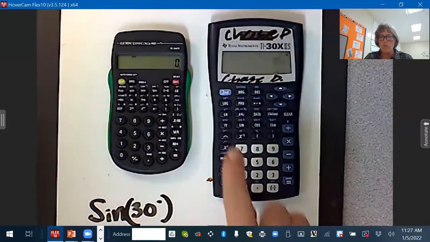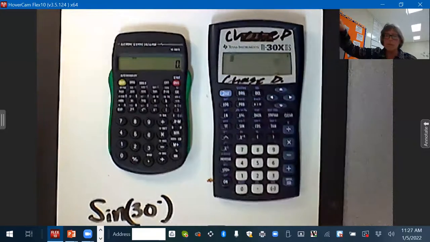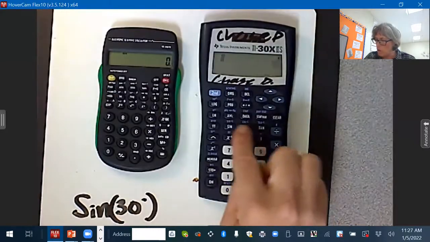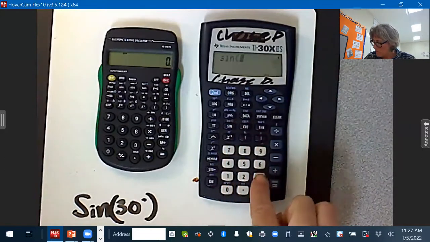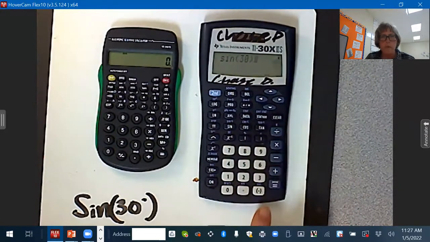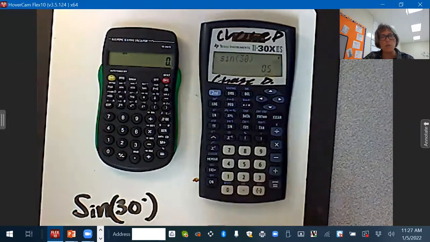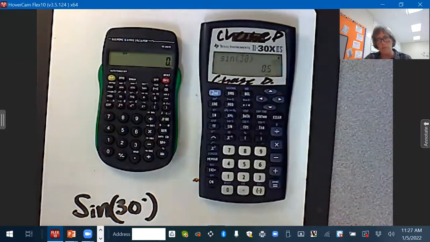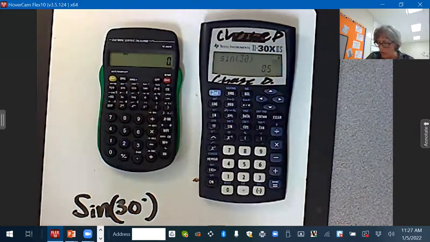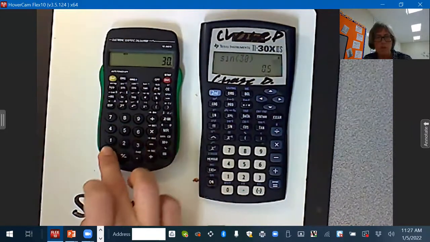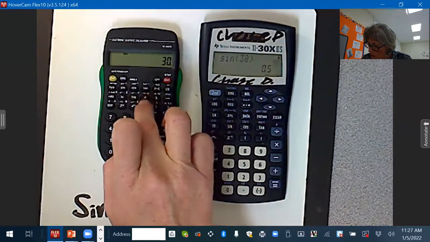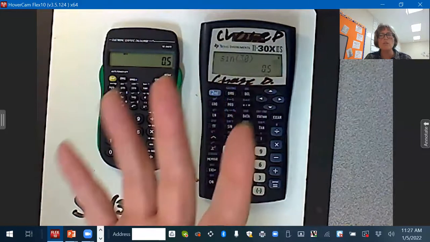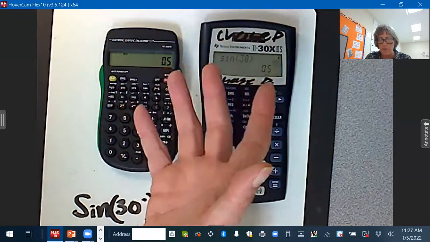So, some of you, your calculators, you do sine 30, close the parentheses, equals. And if you're in the correct mode, you should be getting 0.5. Some of you, your calculators, you go the other way. You go 30, sine. Same thing. Notice it's 0.5.